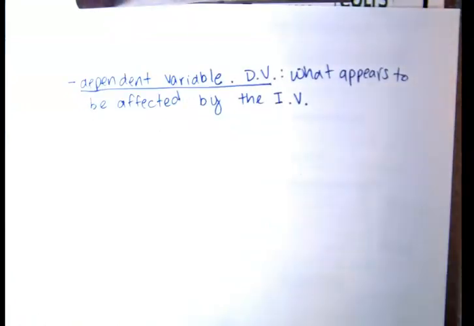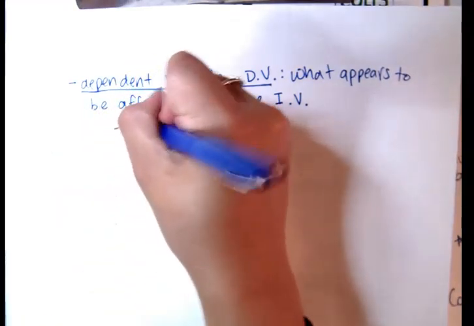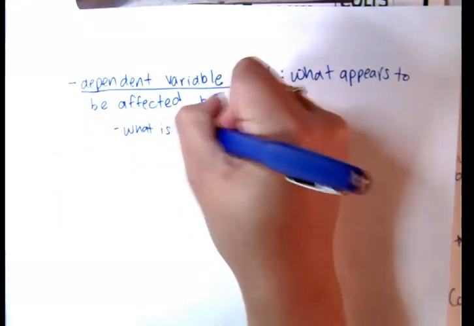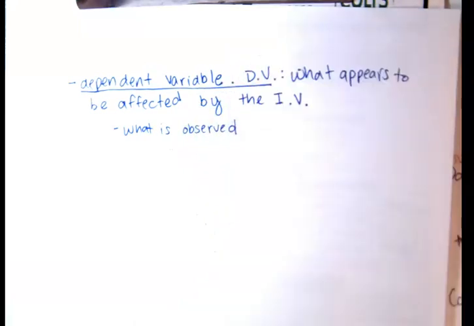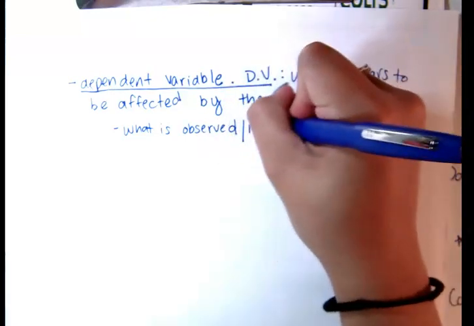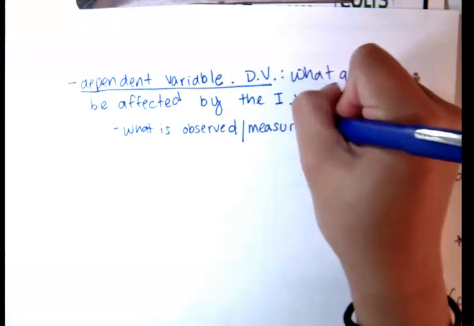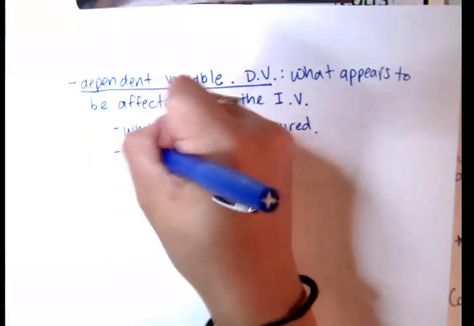So this dependent variable is what is observed. So back to our effect of the amount of water. So the effect, or the dependent variable, would be how much the plant grows. So that is what is observed, or what is measured. Then this is what you use to collect your data.